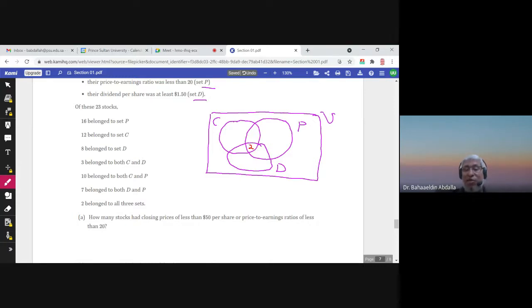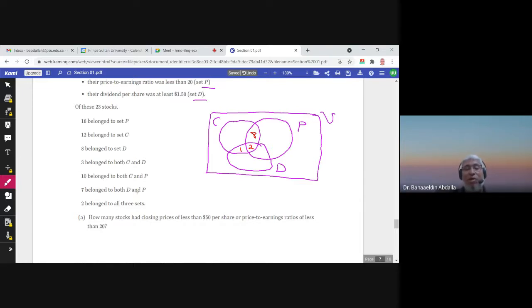Okay. Now, if you go back here, 3 belong to both C and D, which is this area, there are 3. Okay, 2 of them here, so I'll have 1 here. So I have 2 plus 1, 3 between C and D. In the intersection of C and P, I have 10. Okay, 2 of them here, because this is the intersection between C and P, so I will have 8 here. So the total is 10. 8 plus 2 is 10.